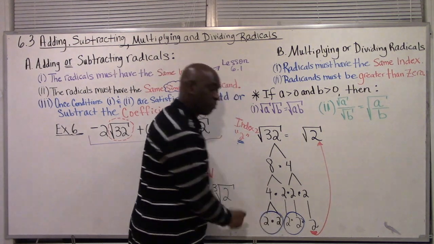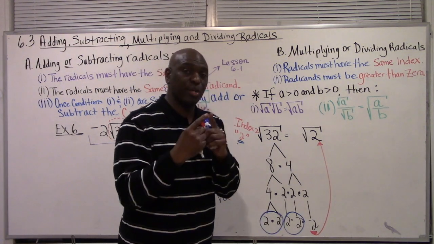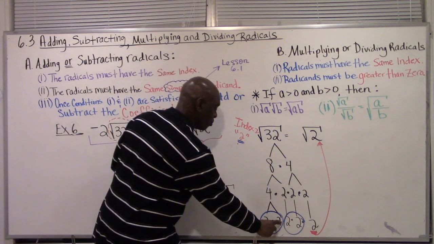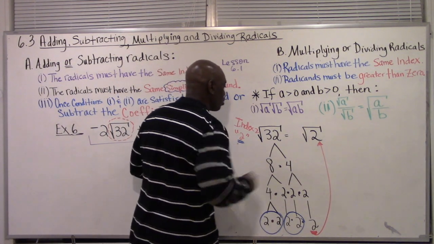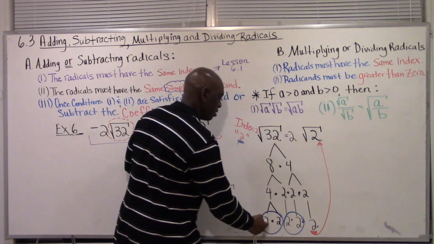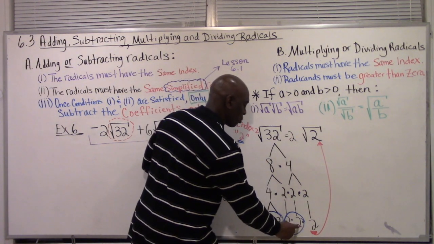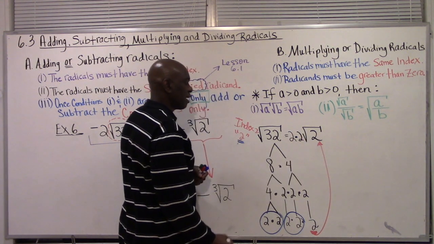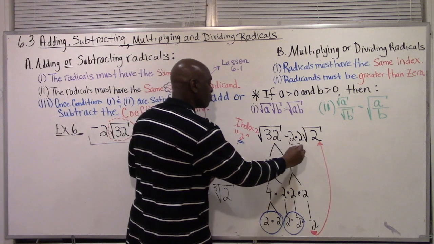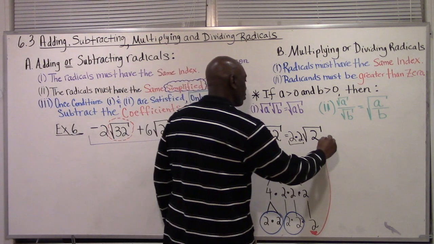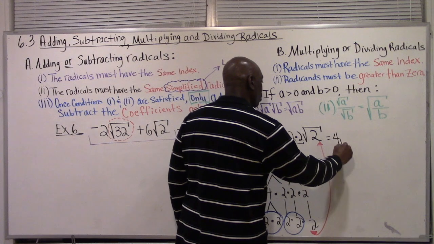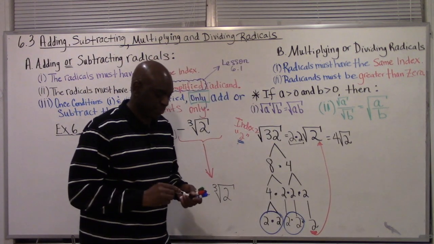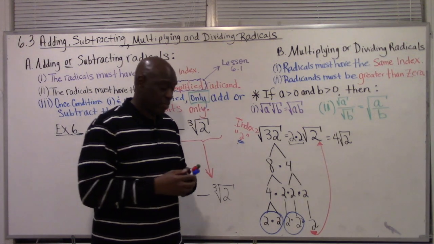For each group that's circled, only one of those numbers represents the entire group. So in this group, the first group that's circled, put a 2 here to represent that group. And then for this other group that was circled, put a 2 there to represent that group. And there's my answer. 2 times 2 is 4. So this equals 4 square root of 2. Broken down. There you go.